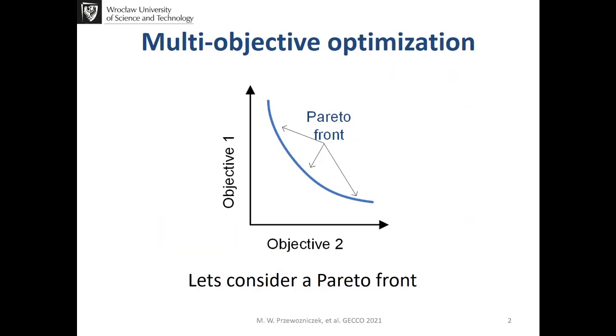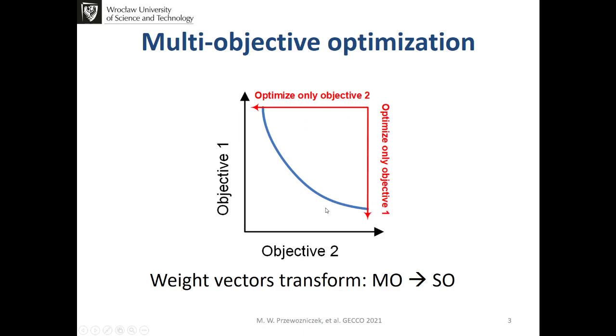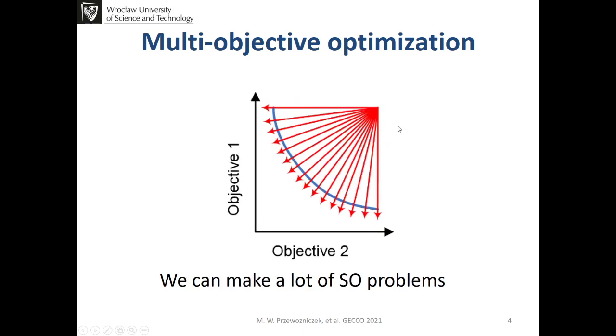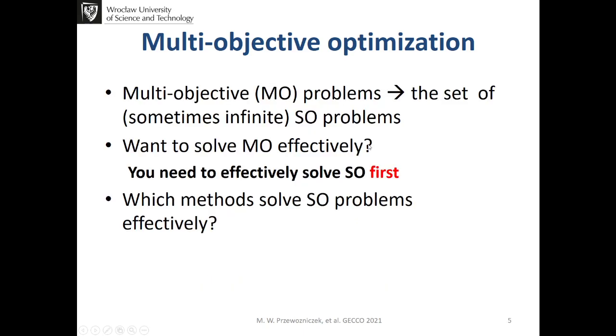Now, let's start from some point of view on multi-objective optimization. Let's consider a bi-objective problem for which we may have some Pareto front. What can we do with this problem? We can use weight vectors to make this bi-objective problem a single objective, and we can optimize either only the first objective or only the second. Of course, we can produce many such weight vectors, and we can scale this bi-objective problem to a single objective in many different ways, with the use of many different vectors.